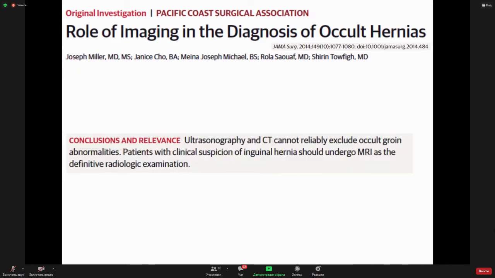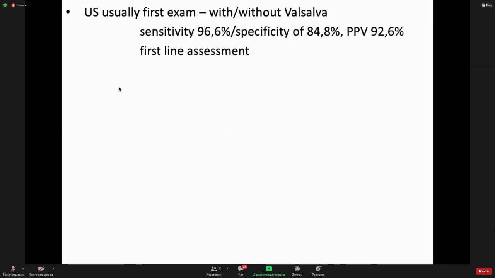So what is my point after reading everything? Probably what we should use as a routine is the ultrasound.